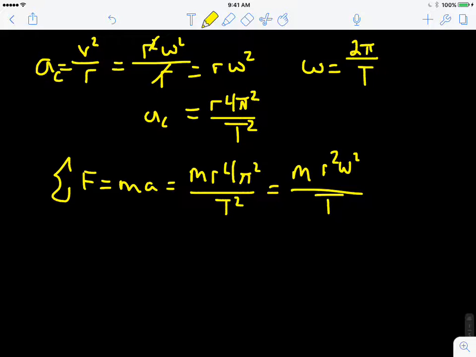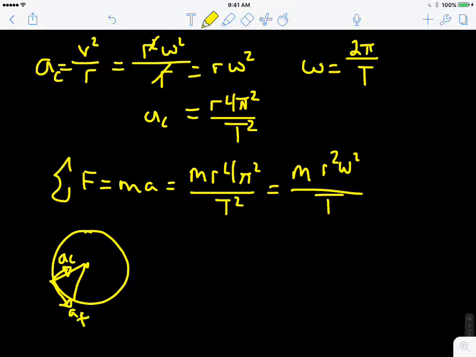Now, just a little side note: if you're an object going around in a circle, we said that the centripetal acceleration, the a sub c, is based on the fact that the object is going around in a circle. But we can also have an object that is going around in a circle and its speed is increasing. So there'd be a tangential acceleration as well.